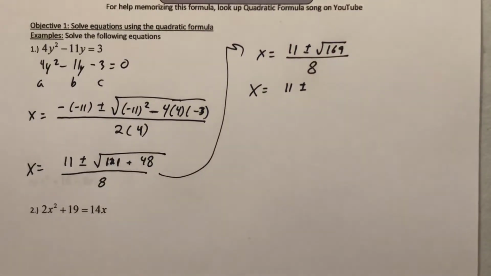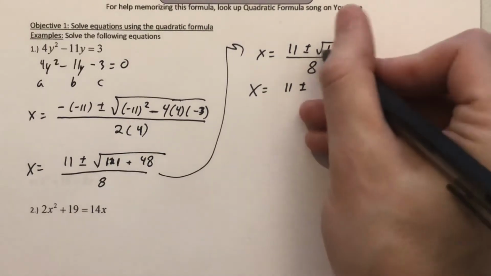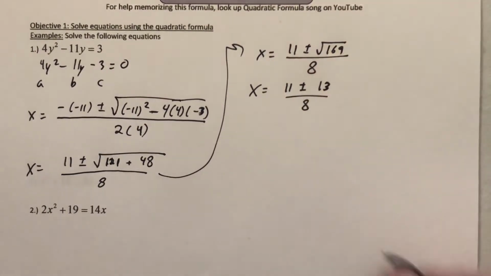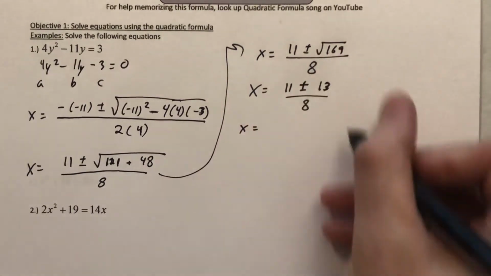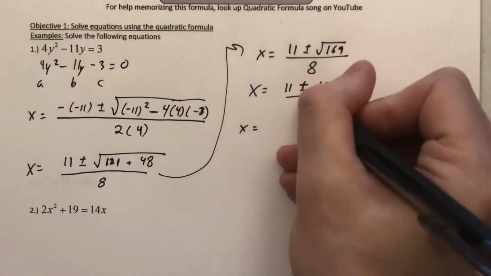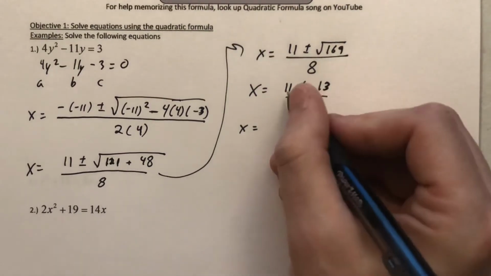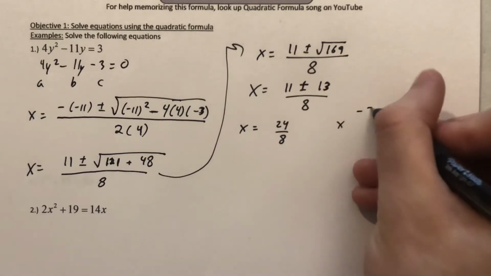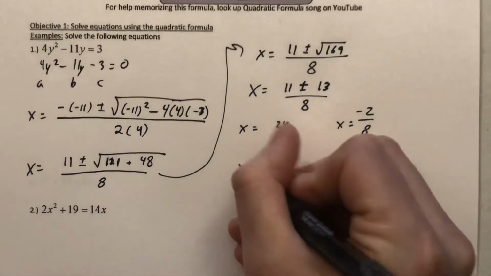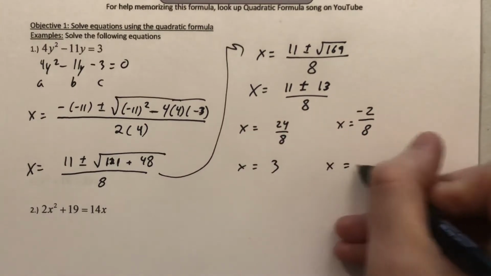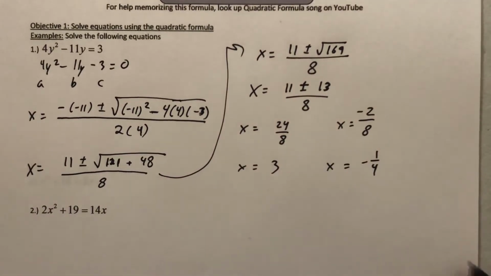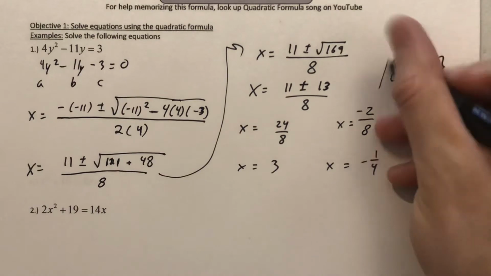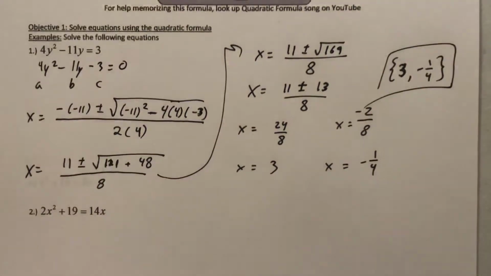Now, it just so happens that 169 is the square of 13, so the square root of 169 works out very conveniently to the number 13, over 8, which means that plus or minus can now be separated into 11 plus 13 and 11 minus 13, which actually have nice values. 11 plus 13 being 24 over 8, and 11 minus 13 being negative 2 over 8, giving me x equals 3 and x equals negative 1/4. So 3 and negative 1/4 would be the solutions to that original equation.